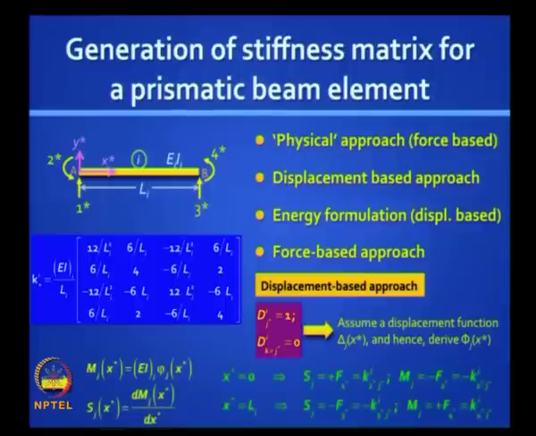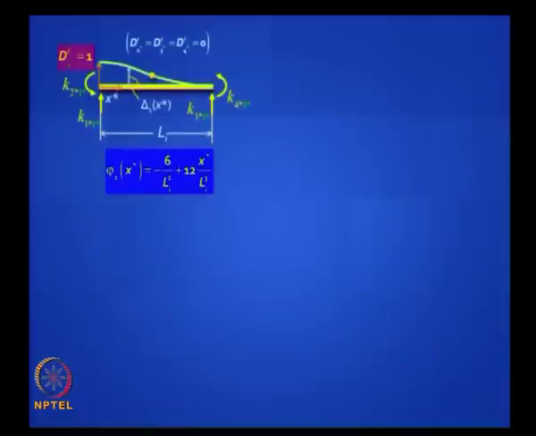Assume the displacement function, plug in those boundary conditions which we discussed, you will get the same answer. Okay, so these are the definitions of K11 star, K22 star, K31 star, K41 star. I have put in green color the second subscript, because that is where I am applying the unit displacement.